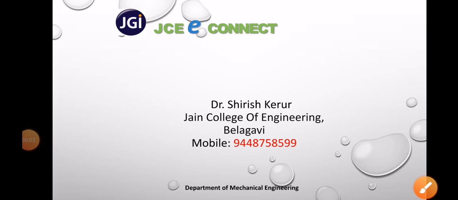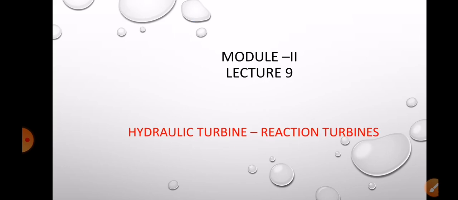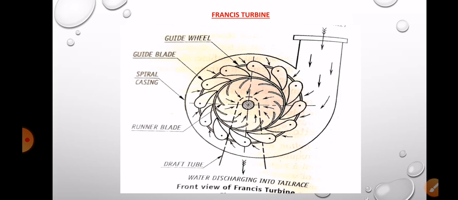Hello, good morning, everyone. What we have studied in the previous lecture is a Pelton wheel, which is basically a high head impulse turbine. Today, we'll be moving on to the other two types of turbines, namely Francis turbine and Kaplan turbine. Both of them are classified under a reaction turbine. This is a Francis turbine.